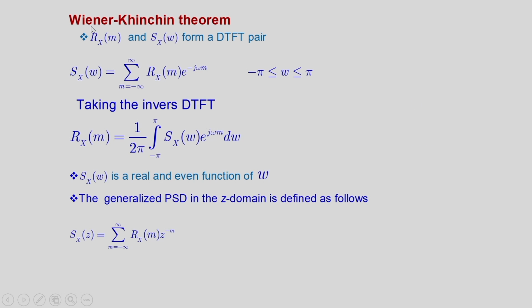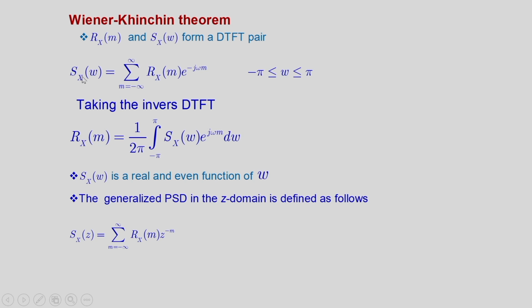We will discuss what is known as the Wiener-Khinchin theorem, that is the relationship between the autocorrelation function and power spectral density. Rx[m] and Sx(ω) form a DTFT pair. So, they are Fourier transforms of each other. So, Sx(ω) is equal to the discrete time Fourier transform of Rx[m], that is the sum of Rx[m] e to the power minus jωm, summing over m equal to minus infinity to plus infinity. So, this is the definition of power spectral density.